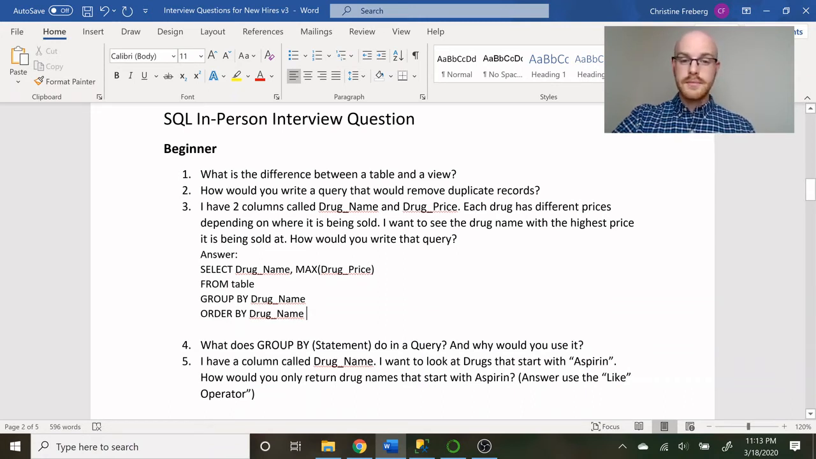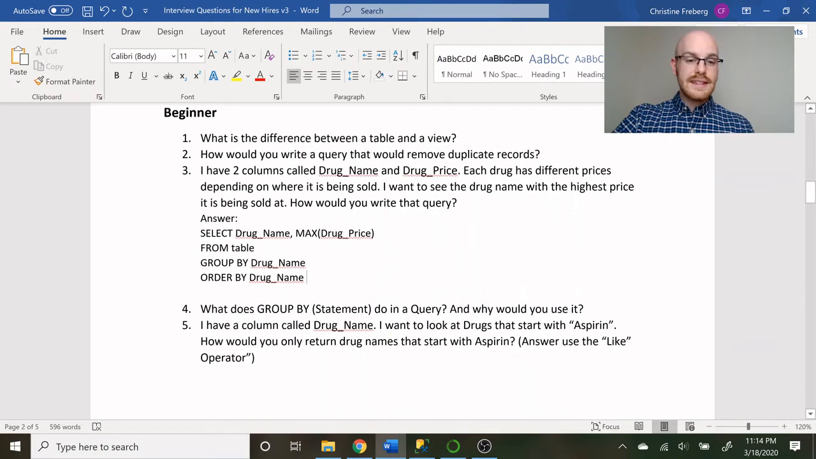So you have 2 columns, drug name and drug price, and each drug has different prices depending on where it's being sold. So that means there could be drug aspirin, aspirin, aspirin, and 3 different prices, and we want to get the price that is the highest. And so I want to see the drug name with the highest price it is being sold at. How would you write that query?